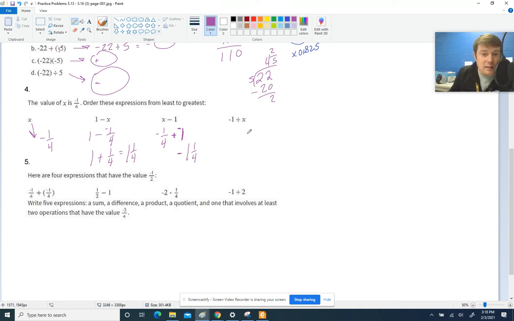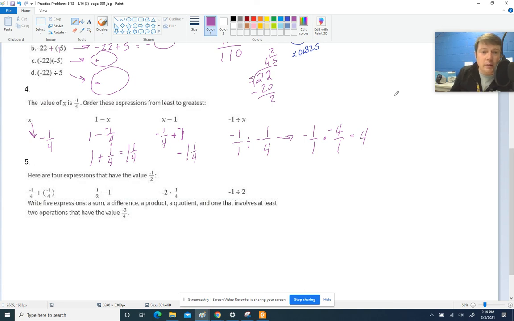And then lastly, we get -1 divided by -1/4. So this is the same as your keep, change, flip rule. -1 multiplied by -4/1. And that would just equal +4. That's actually going to be the biggest one out of all of them.